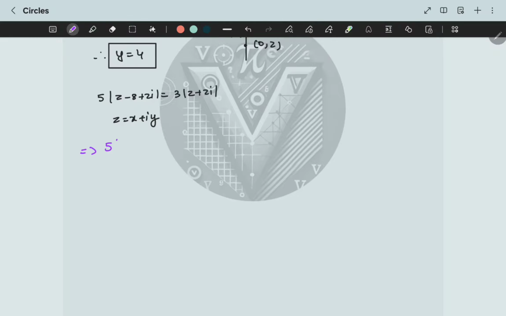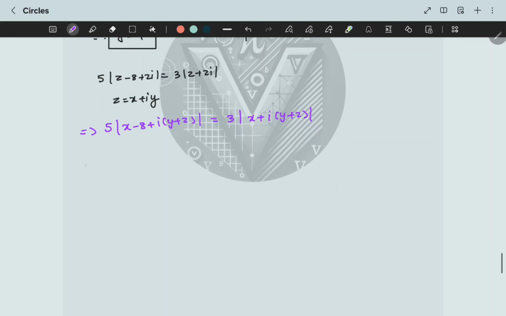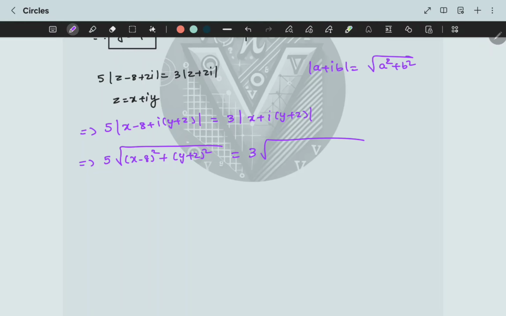Now I think we have to replace z with x plus iota y and solve. So we can write this as 5 times mod of (x minus 8) plus iota times (y plus 2) on the left hand side, and the right hand side will become 3 times mod of x plus iota times (y plus 2). Now take the magnitude of this. So we get the square root of (x minus 8) whole square plus (y plus 2) whole square. The magnitude of a plus ib should be the square root of a square plus b square. I hope you know this. So we get here 3 times the square root of x square plus (y plus 2) whole square.